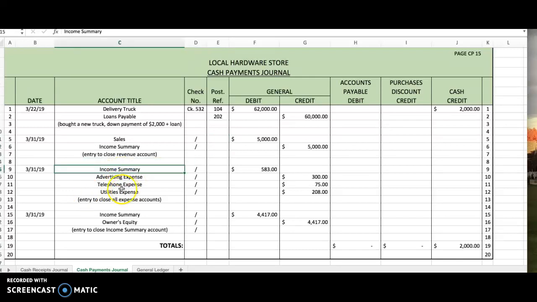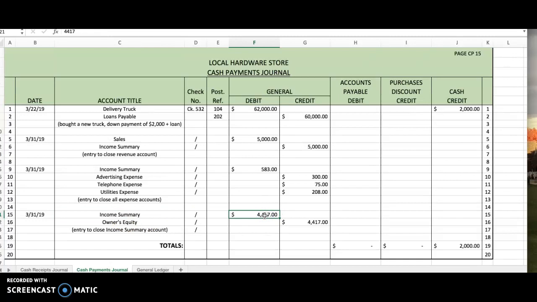The second closing entry closes all of these expense accounts. They all have debit balances, so if we want to close them, we need to credit each one of those by the balance. And when you add up the three expenses, it comes to $583. Income summary then is debited by the $583. We credit the expenses and then they will be closed. And a brief description. Again, we skip a line simply to clarify that a new transaction is starting.